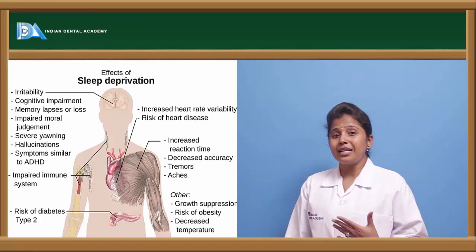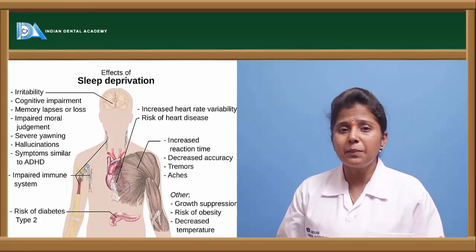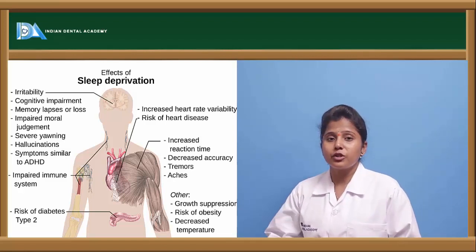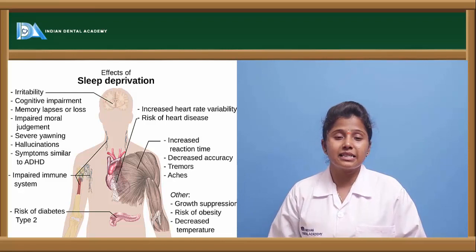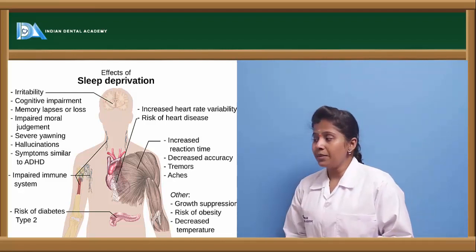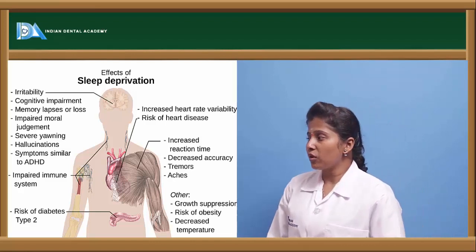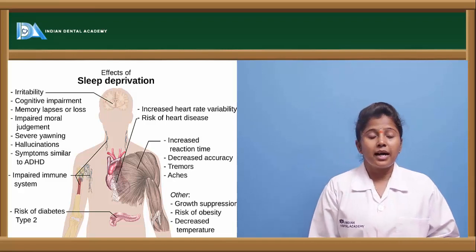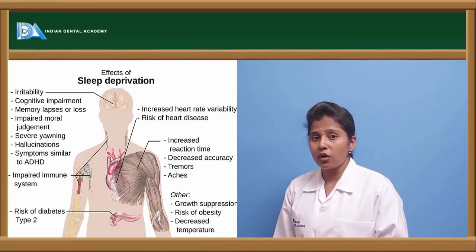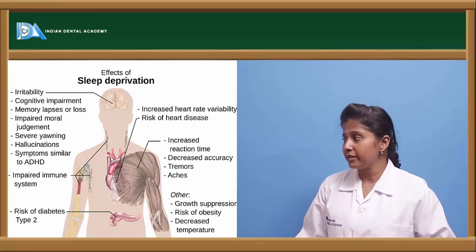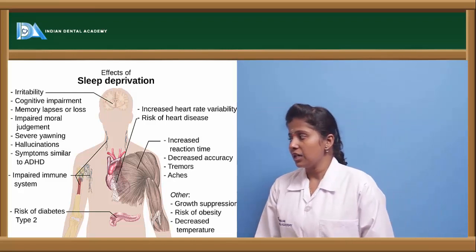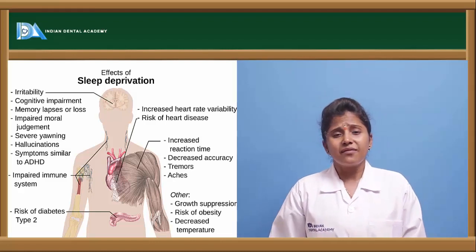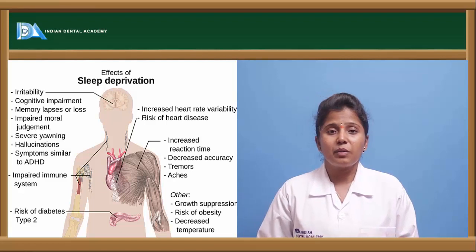Here we can see what the effects are if the person is not having proper sleep. In a shorter way, we can say that these are the symptoms of insomnia. There will be irritability, and there will be impaired moral judgment. The person cannot judge what is right and wrong properly. There is an impaired immune system, and if the sleep deprivation persists for a longer period of time, it may even cause diabetes mellitus. There will be increased heart rate, tremors, aches, that is body pains, hallucinations, etc. So there are various other effects if a person is not having proper sleep.